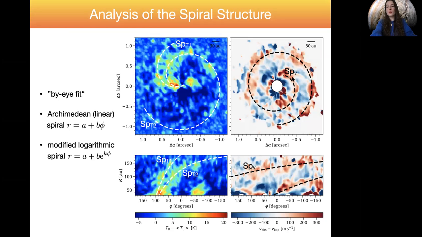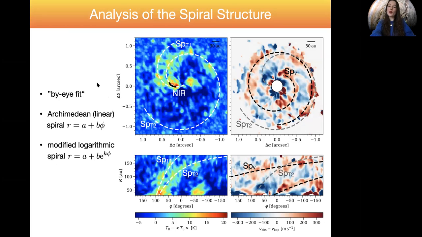Then we can also compare the temperature and velocity spirals by overplotting the temperature spiral on the velocity map, and we see that they appear to align in the outer parts of the disk, but there's a strong deviation in the inner disk regions. Here I'm also showing the location of the near-infrared spiral, and we see that it's located at the anchoring point of the large temperature spiral.